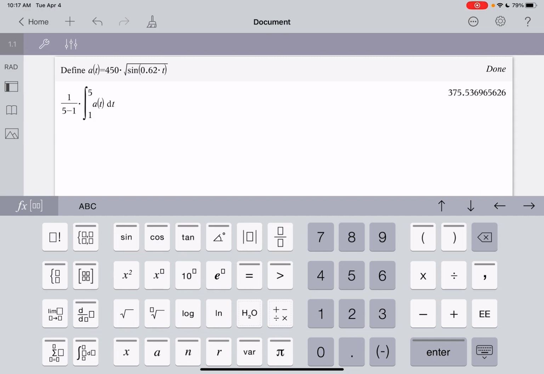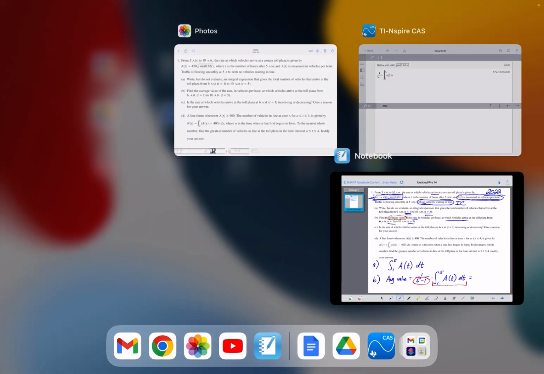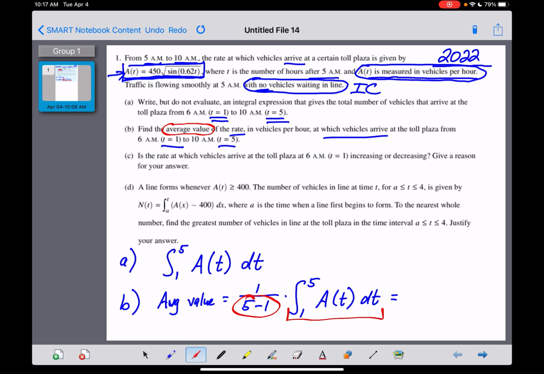Reminder, everybody, we're always going to round to 3 decimal places unless the directions tell us to round somewhere different. So I think it's going to be 375.537, unless I go back and read. Doesn't say anything about rounding, so let's go with that then. 375.537. The problem did not ask us for units. Well, actually, they gave you the units already, vehicles per hour. But if they don't ask for units, we don't give them to them. Okay, so that's part B.